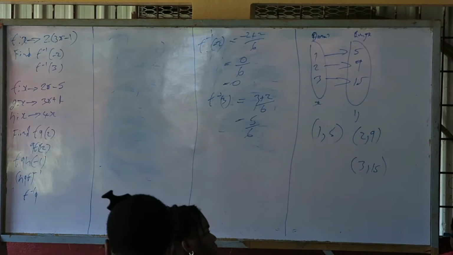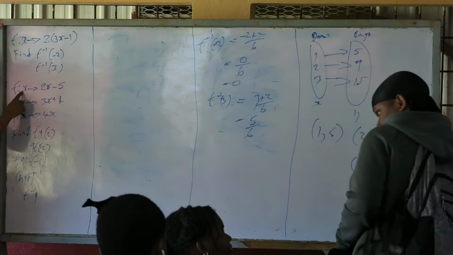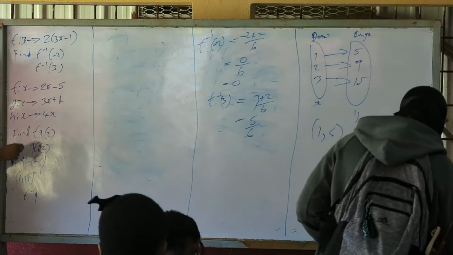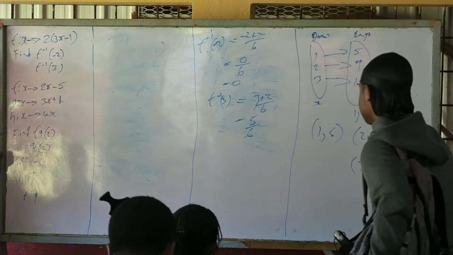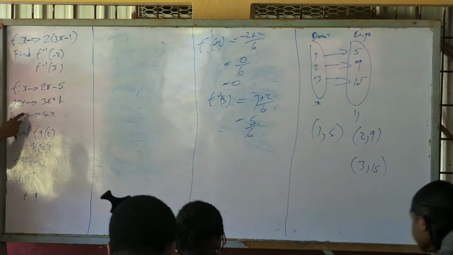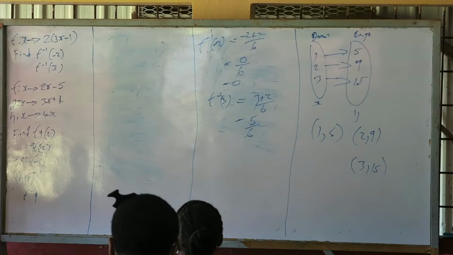f of x equals 2x minus 5. So in this case, the function of x is 2x minus 5. In another function, the function of x is 3x plus 1. And in another function, the function of x is 4x. So that is 3 different functions, y's relationship with x. Is that possible?